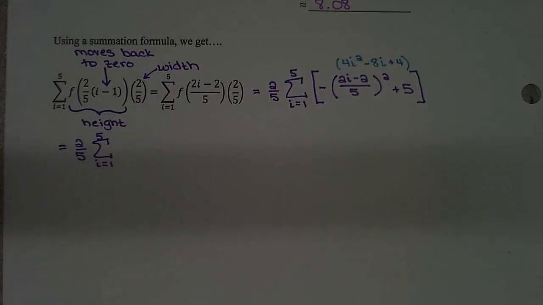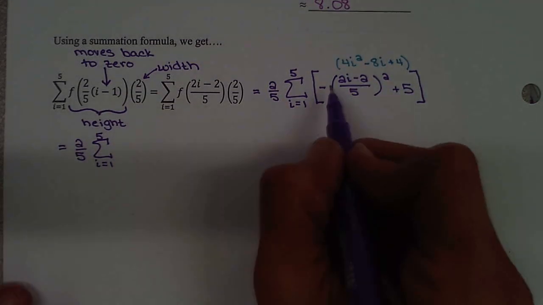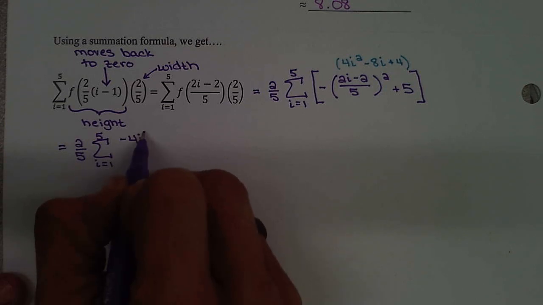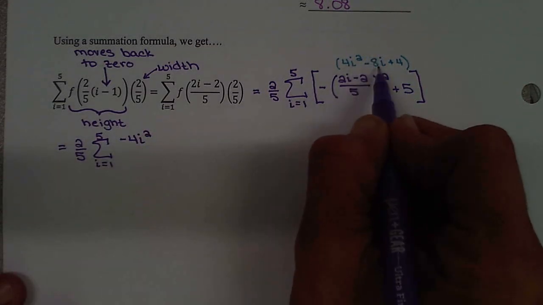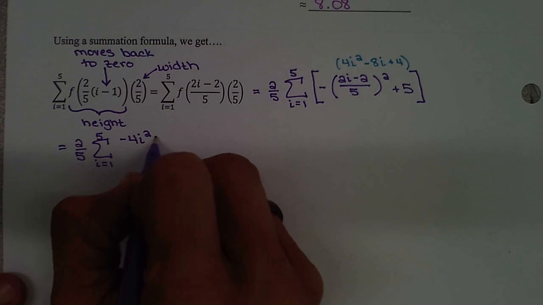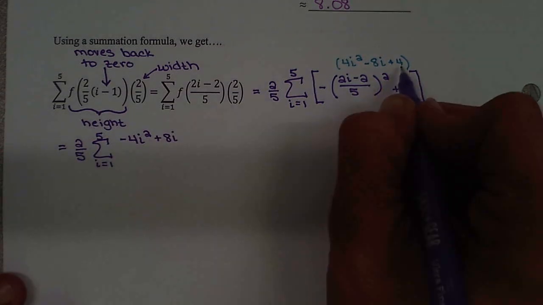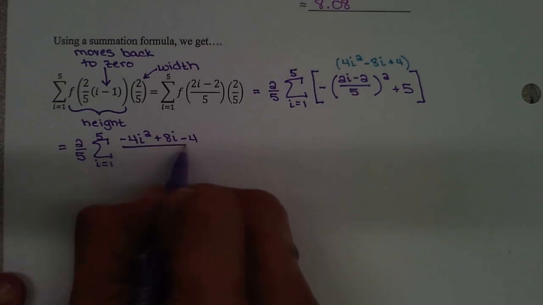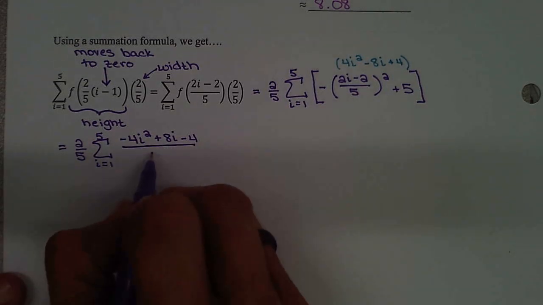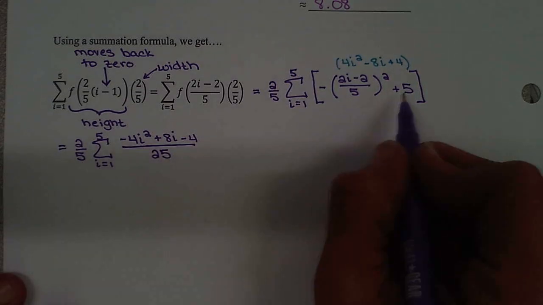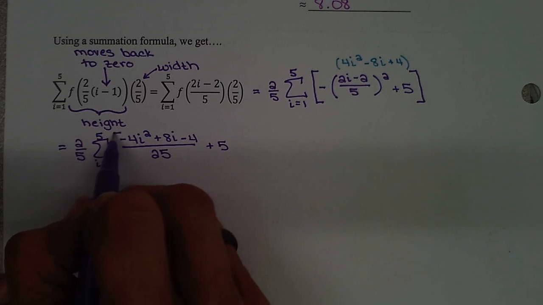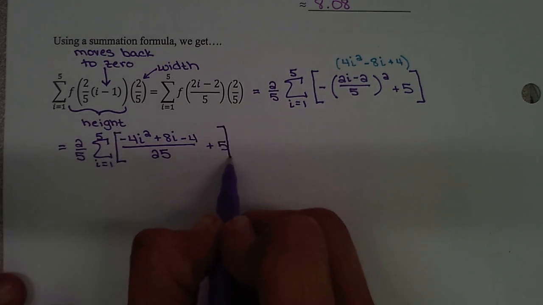And now I'm going to distribute my negative sign through. So that's going to be a negative 4i squared. That's going to make it a positive 8i, and then a minus 4, all over 5 squared, which is 25, and then this plus 5. All of that is inside my summation.